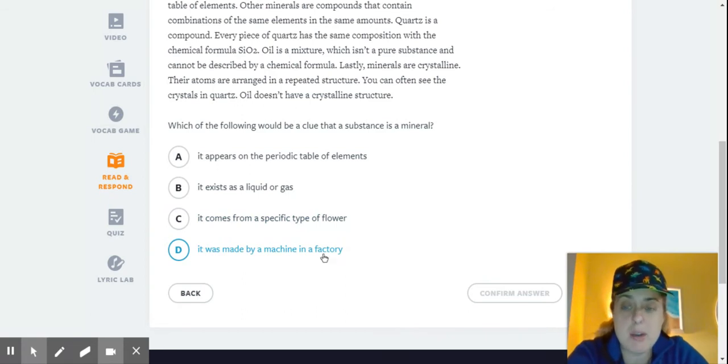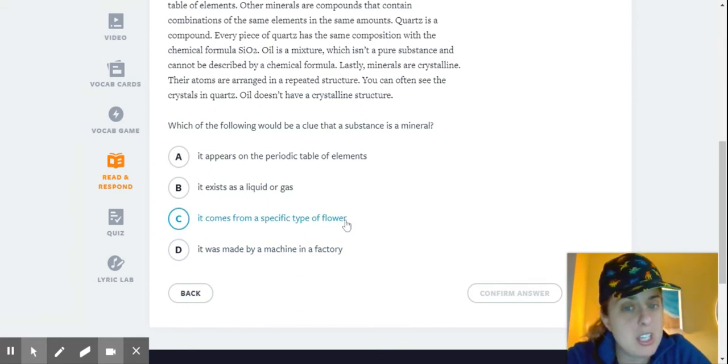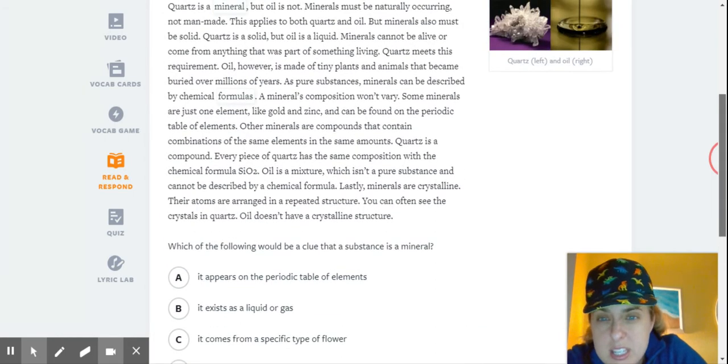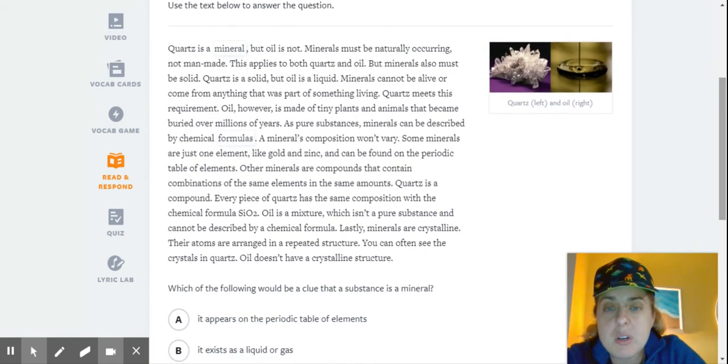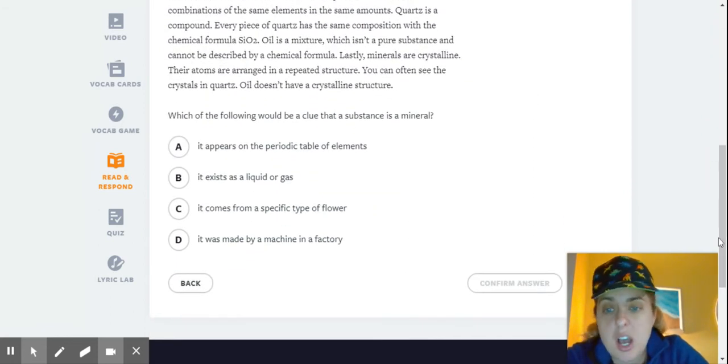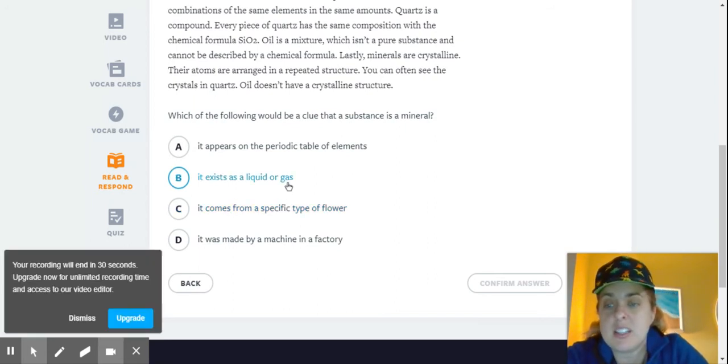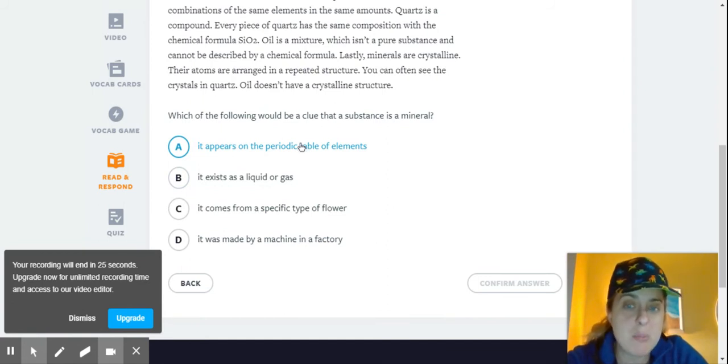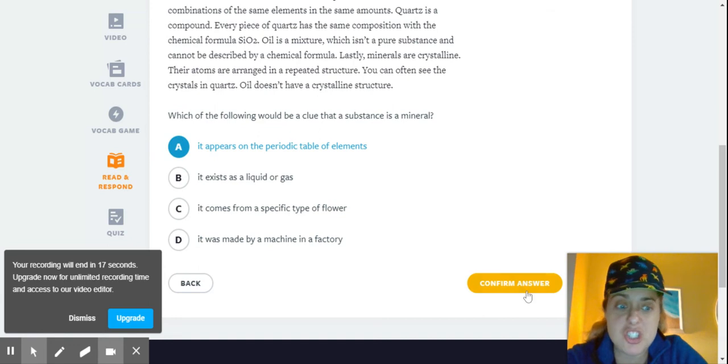So we know that minerals are not man-made. D could not be our correct choice. I don't believe it gives us any idea that it's a flour, and the best thing to do is look back up in the text. It says minerals are naturally occurring and not man-made. Flowers are not man-made, so that could spark a possibility. It exists as a liquid or gas, or it appears on the periodic table. Well, we know the periodic table has some basic elements, so let's check it out.